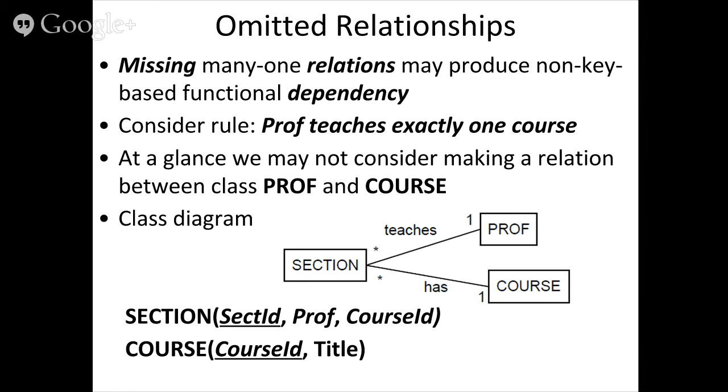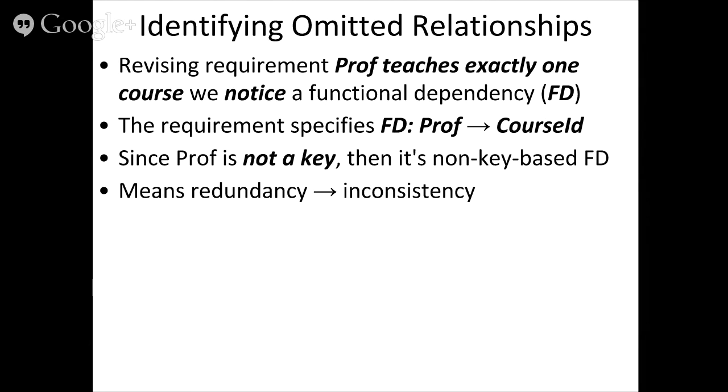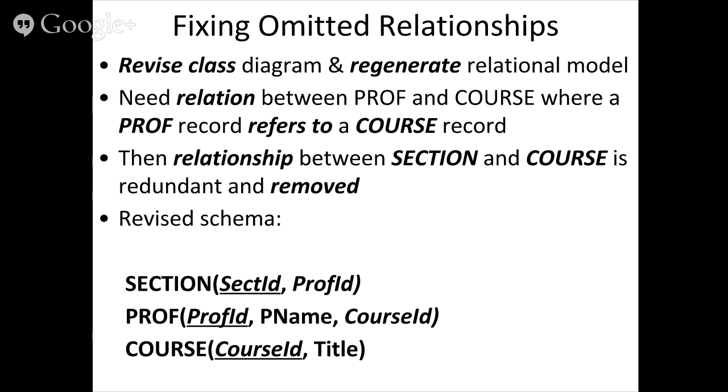But there's no way for me to enforce this, because foreign keys do not enforce uniqueness. Remember that: primary keys enforce uniqueness, but foreign keys do not. So I can have any combination of this repeated over and over. So you have a non-key-based dependency between the professor and the course ID. That means there's no way for me to enforce that this professor only teaches one course. The professor is not a key; it's only a foreign key.